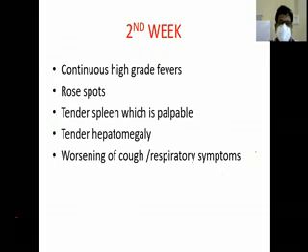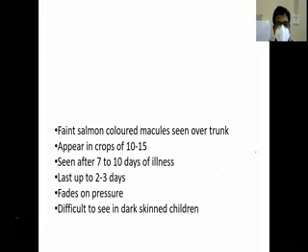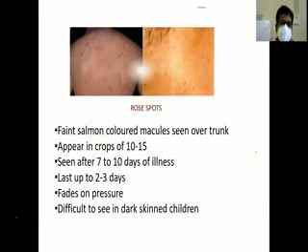Whereas in the second week, this low-grade fever will become high-grade fever, and you can see the rose spots, a tender spleen which is palpable, tender hepatomegaly, and worsening of the respiratory problems. There is a cough or breathlessness also that sometimes they may present with. And these are the faint salmon colored macules seen over the trunk, appearing in crops of 10 to 15, usually seen after 7 to 10 days of illness. But in the Indian setting, these rose spots are not that visible because of dark colored skin.